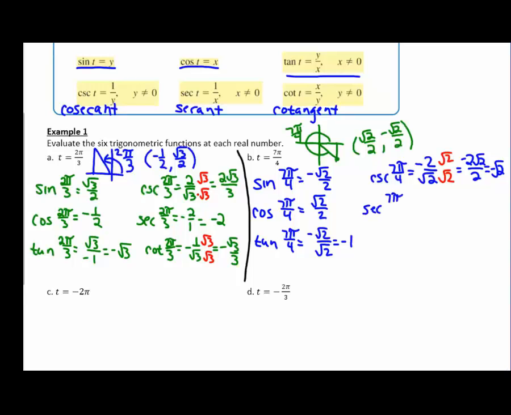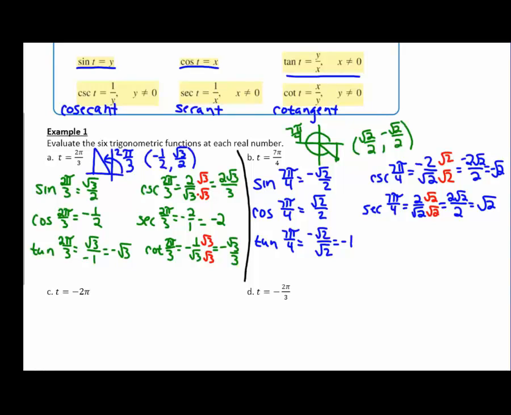So the secant of 7 pi over 4 is going to be the reciprocal of cosine. And so that's 2 over the square root of 2. And this is just like the cosecant, where we need to rationalize. And so we're going to multiply by the square root of 2 over the square root of 2. And again, we're going to get 2 square root of 2, all over 2. The only difference between this and the cosecant is that we have a positive now instead of a negative. So our answer is positive square root of 2.